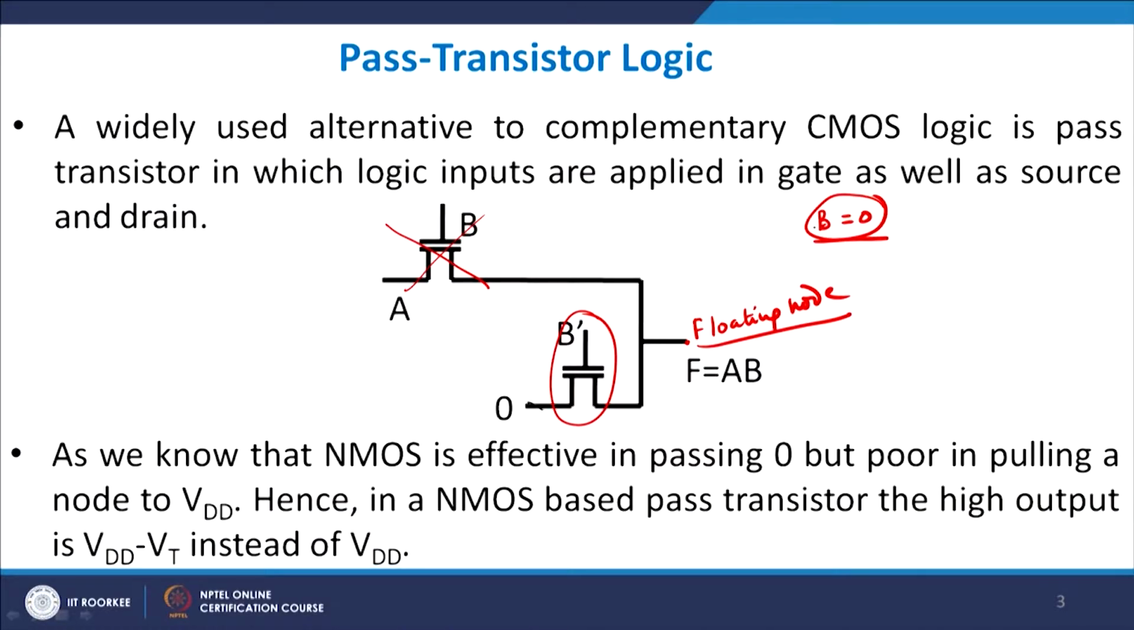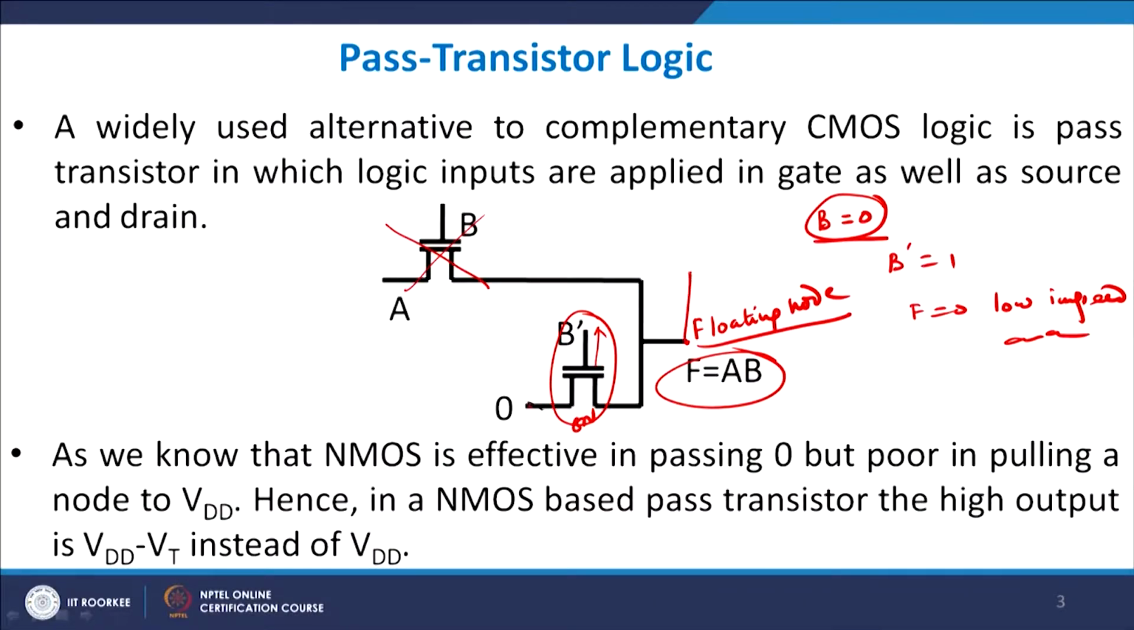So, what the researchers thought was that if you give B equals 0, then B bar equals 1, which implies that this will be on, and when this is on, your output node will be plugged to 0, which is a low impedance node. So your output F will be equal to 0. At no point of time will this F be a floating node, and therefore you will have no problem related to high distortions.